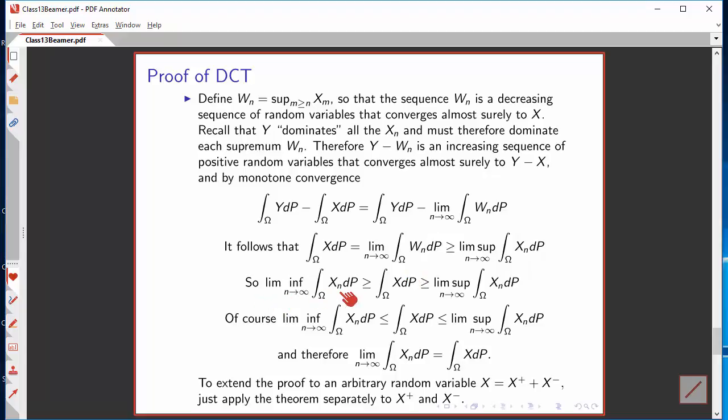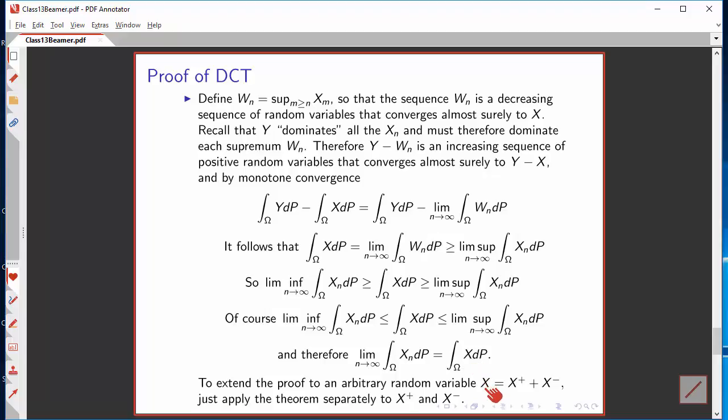Now what have we got? We've got the lim inf greater than or equal to the expectation of x, and in turn, another of these backwards-looking inequalities, that's greater than or equal to the lim sup. That's not too surprising. Basically, we were proving Fatou's lemma upside down. Of course, it's true that the lim inf is less than or equal to the expectation, is less than or equal to the lim sup, and therefore the limit of the expectations of the x sub n's is the expectation of x. That's the dominated convergence theorem.